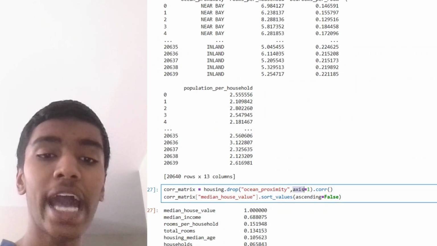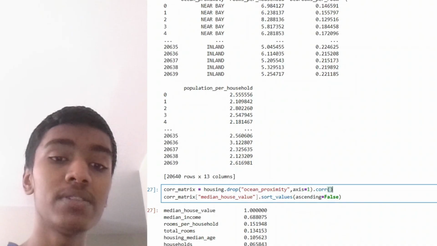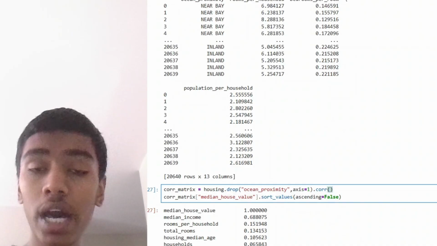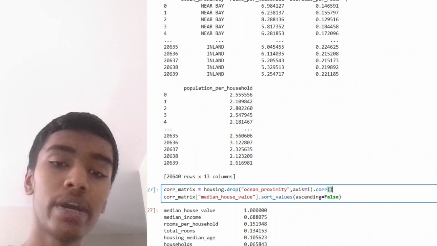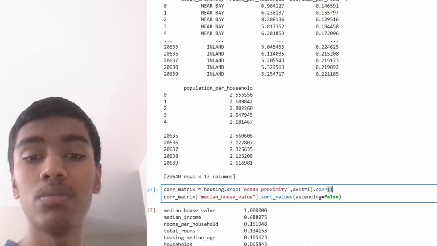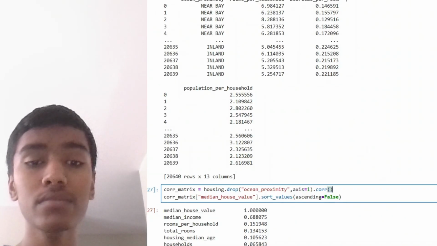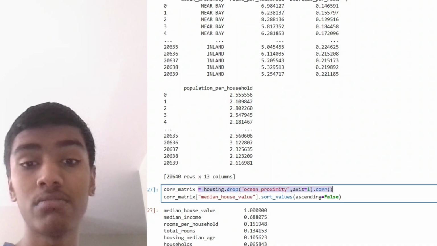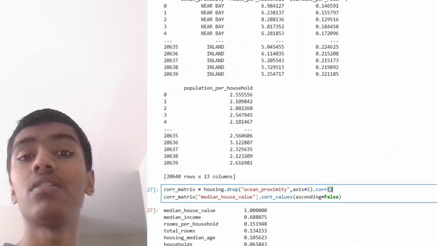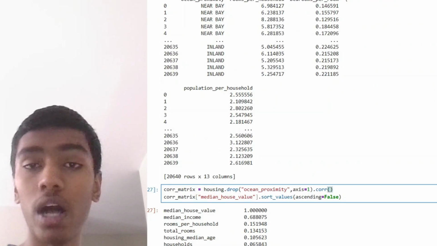The reason we're saying axis equals 1 is that axis equals 1 says we're removing a column attribute. If we say axis equals 0, that means we're removing a row. So axis equals 1 just means we're removing a column. And then we're calling the correlation function on that, and from there we're able to calculate what the correlation is for every single column. And remember, we're comparing every single column to all the other columns.